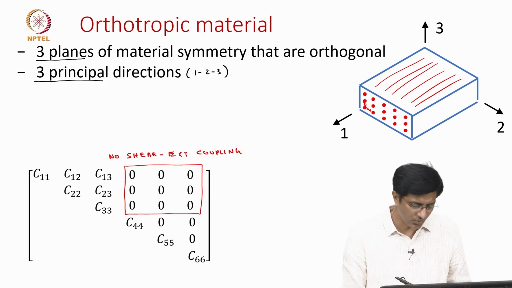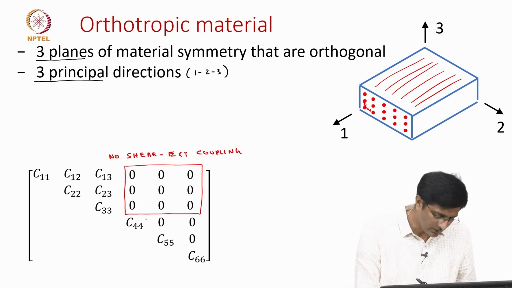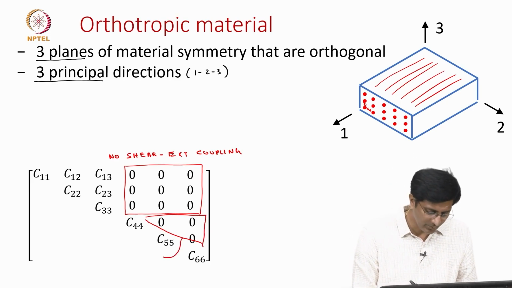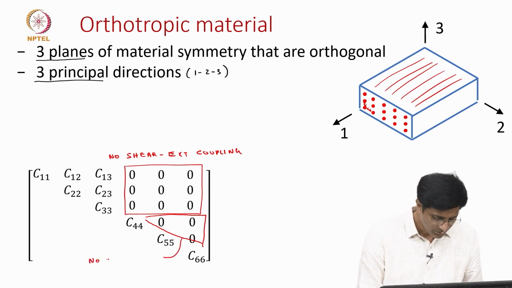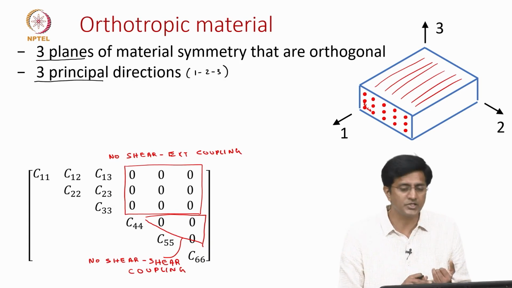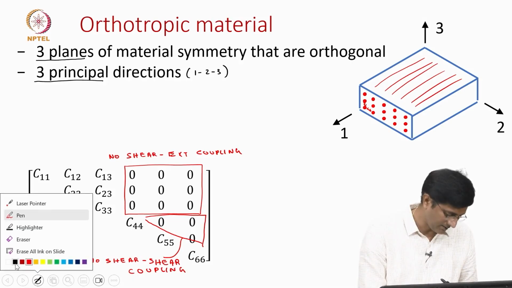Additionally, what we can also show is if you notice this triangle, all these 3 components go to 0, and if you recall this triangle represented the shear coupling. So, we are saying that there is no shear coupling. Okay. So, we neither have the shear extension coupling nor the shear coupling. So, let us see what this implies.